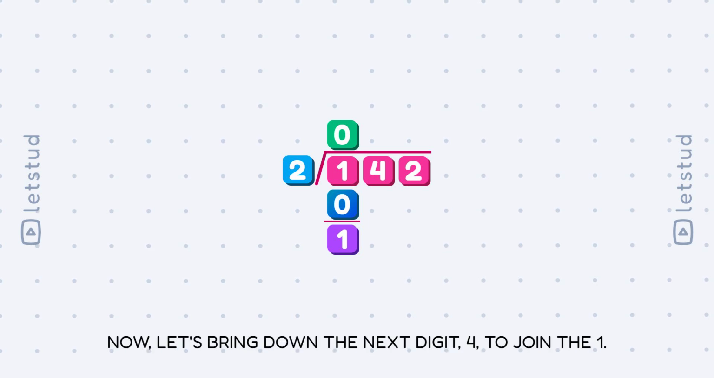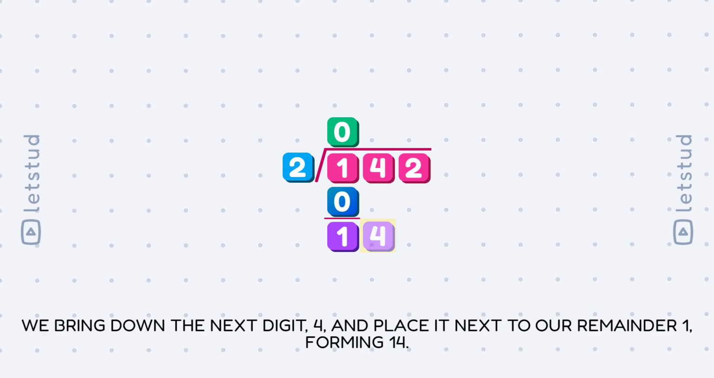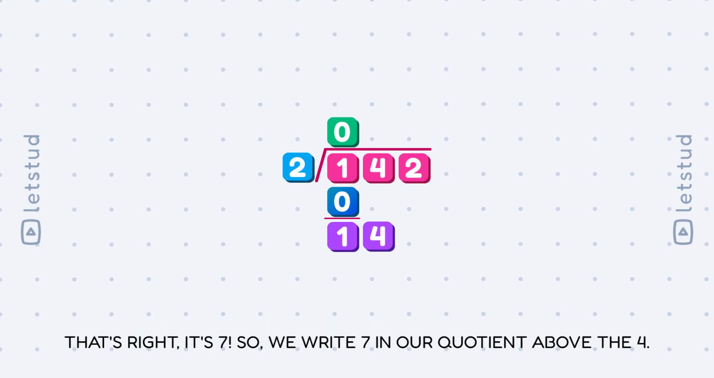Now let's bring down the next digit, 4, to join the 1. Here we are at step 2. We've got 14 to work with. We bring down the next digit, 4, and place it next to our remainder 1, forming 14. How many times does our divisor 2 fit into 14? Think of your 2 times tables. That's right, it's 7. So we write 7 in our quotient above the 4.